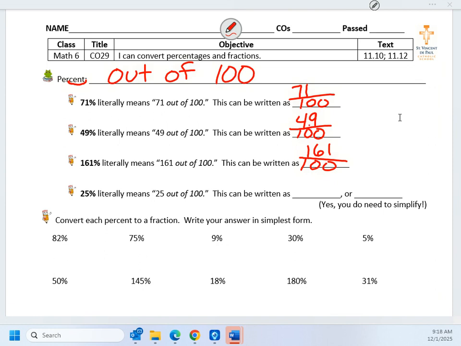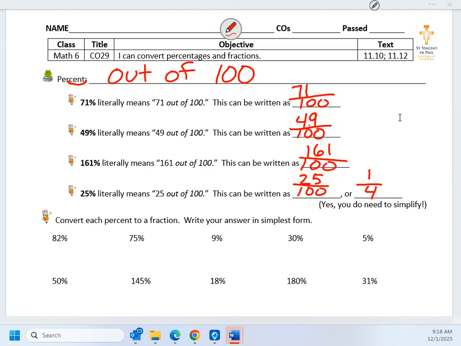25% literally means 25 out of 100. So we can write that as 25 hundredths. Uh-oh. It's fractions. What is our final step with fractions? Simplify. So we need to remember when we're working with these fractions, we will be simplifying our fractions at the end. So what would 25 hundredths simplify down to? 1/4. We can divide 25 by 25 to get 1, and 100 divided by 25 is 4.